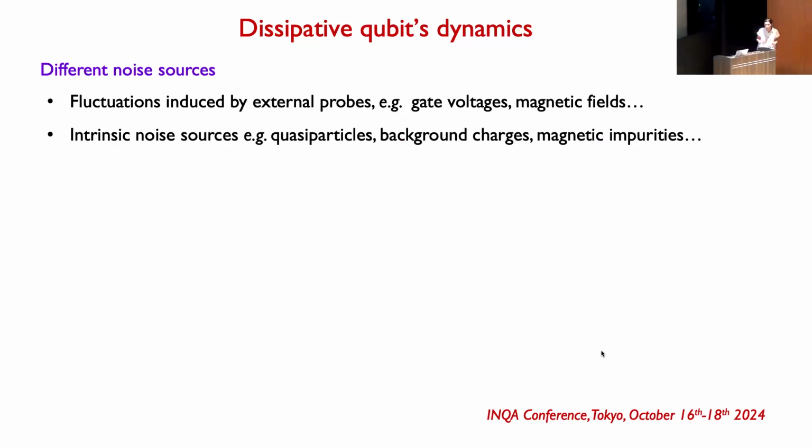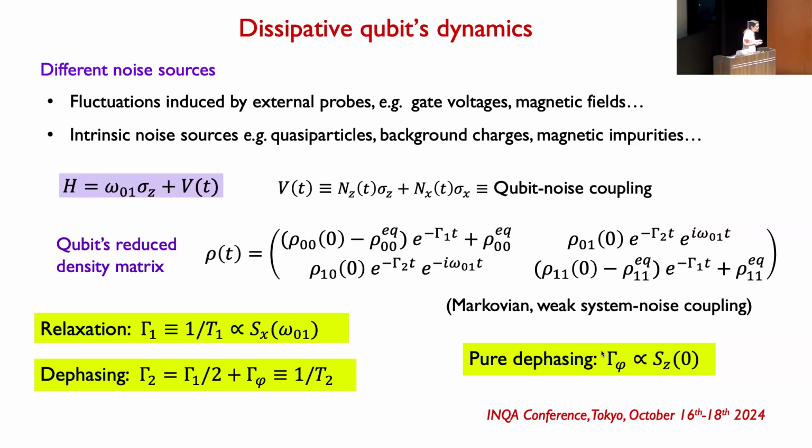Many-body effects emerge in particular when we look at fluctuations, as you all know. Fluctuations may be induced by external sources, such as gate voltages or magnetic fields, but they may also come from intrinsic sources, for example quasiparticles, background charges, or magnetic impurities. Once you include fluctuations in the description of your qubit, you end up with a Hamiltonian of this form. This is just the qubit, and this is the fluctuating part. In the simplest case, it's the sum of two terms: one proportional to sigma z, that will give rise to dephasing, and one proportional to sigma x that gives rise to relaxation.